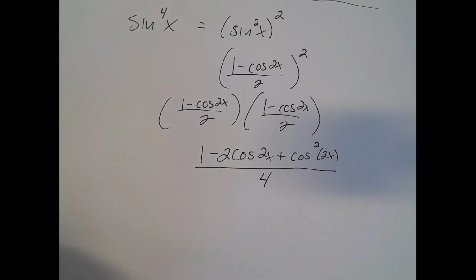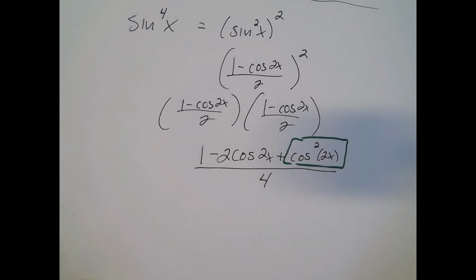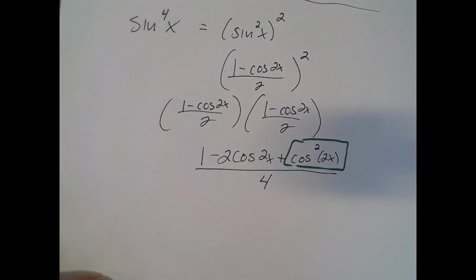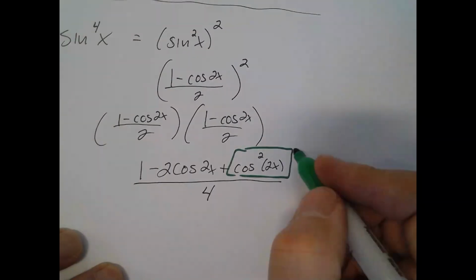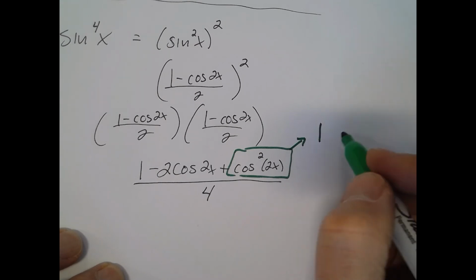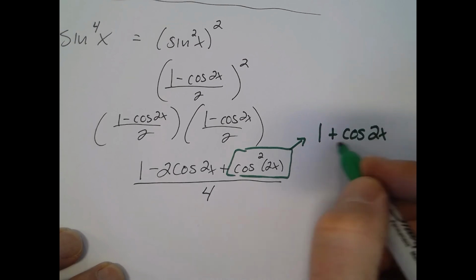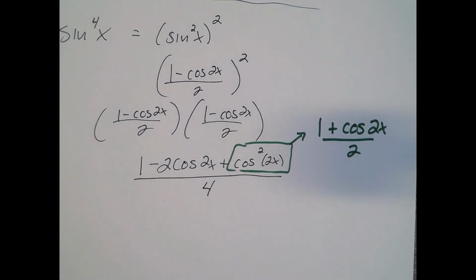Now, we have to take this. I told you we can't have something squared. We have to rewrite that. We have to do a power reduction inside of it. And the crowd goes wild. 1 plus cosine of 2x over 2. That's what that equals. That was a fraction on a fraction.